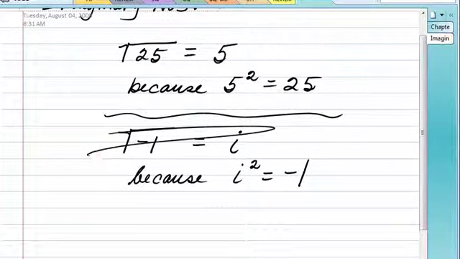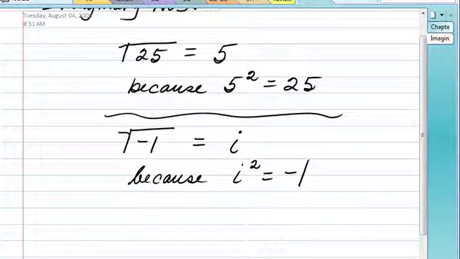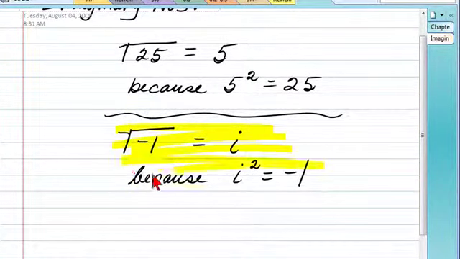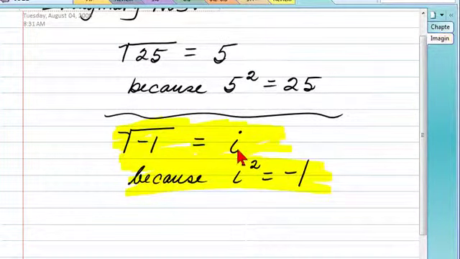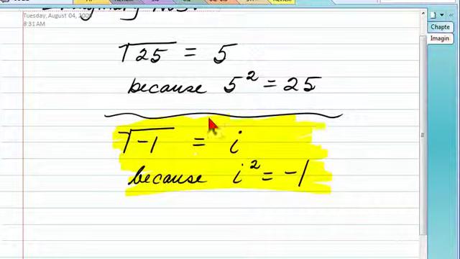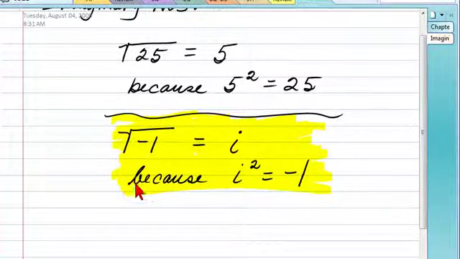Whoops. That was supposed to be yellow. No, the i squared always just equals -1, and the square root of -1 equals i, and I think your question has to do with, what about the other negative numbers? What do I do about those? So we're about to find out.